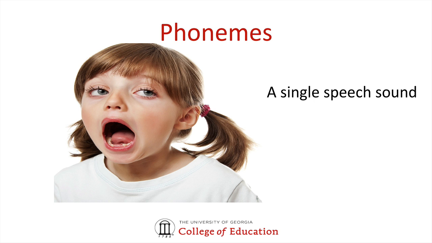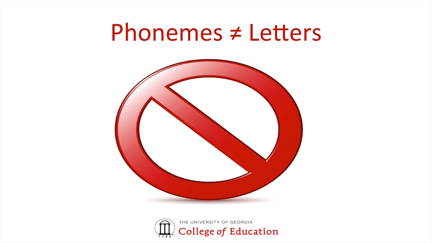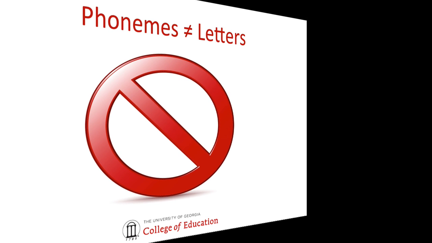Phonemes. A phoneme is a single speech sound. A, d, t, s are examples of phonemes. There is not a one-to-one correspondence between phonemes and letters. There are 26 letters in the alphabet and over 40 phonemes. Some letters make more than one sound. The letter A can be pronounced as A, as in apple, or A, as in fate.